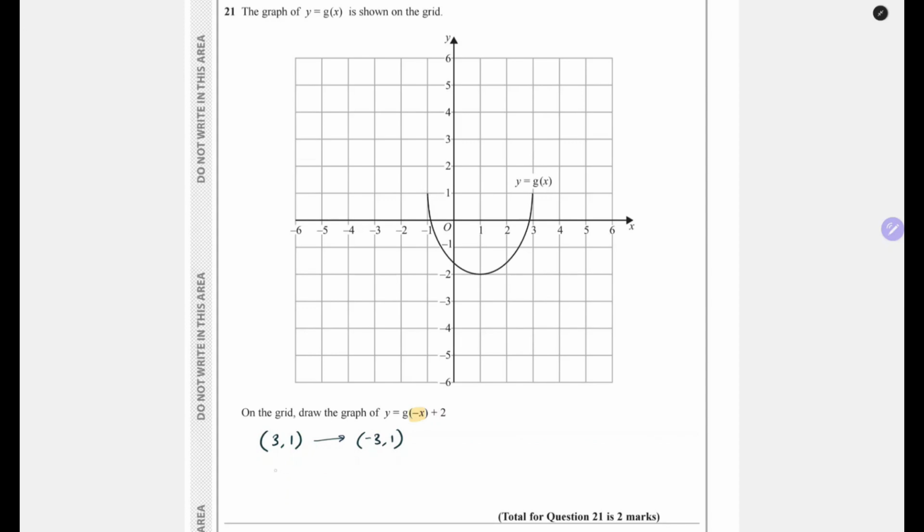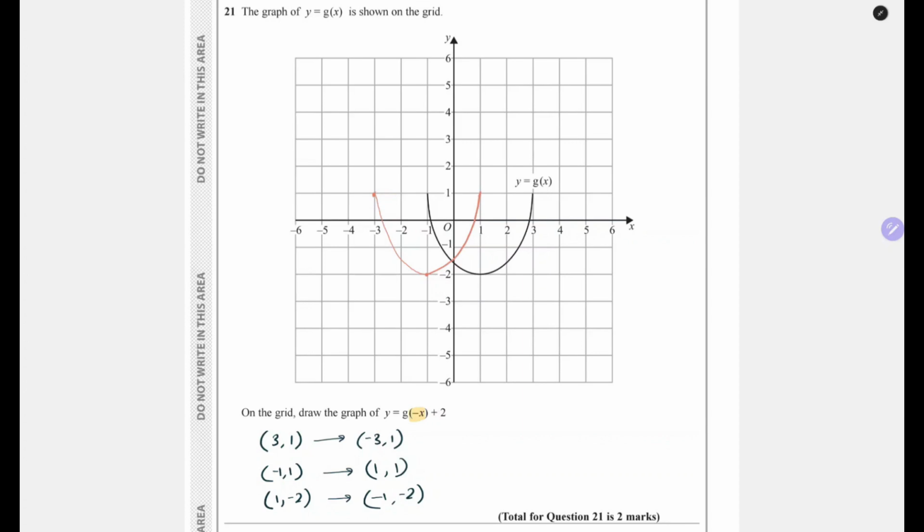And this point here, which is negative 1, 1, will become positive 1, 1. And the final one, this point here is 1, minus 2, and that will become negative 1, negative 2. And so if we draw this, we have our new coordinates of minus 3, 1, 1, 1, and minus 1, minus 2. And if we join these up, we should have something that looks like this. So that's the first transformation.